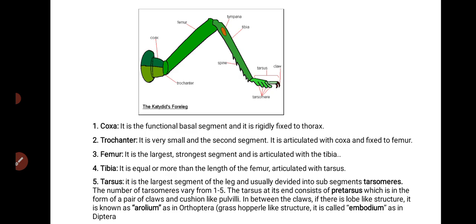The tarsus at its end consists of the pretarsus, which is in the form of a pair of claws and cushion-like pulvilli. In between the claws, if there is a lobe-like structure, it is known as arolium, present in Orthoptera, for example the grasshopper, and if it is present in Diptera then it is called empodium. This modified pad-like structure between the claws is useful for sticking to and climbing a wall or surface.